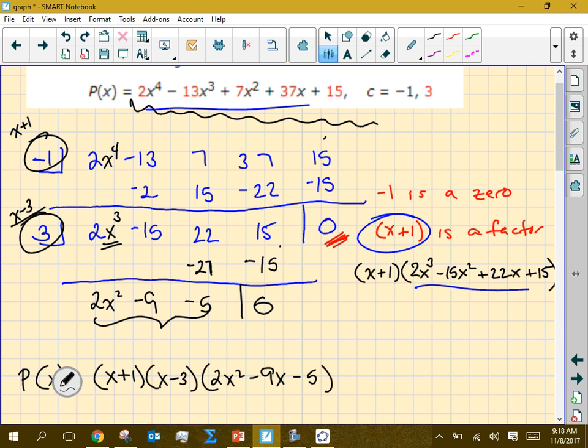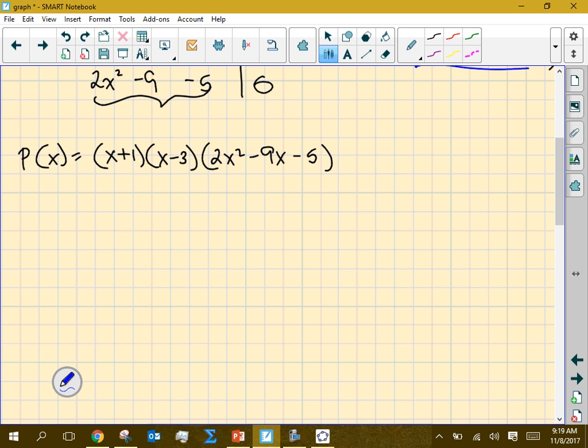However, we can go further because x plus 1 and x minus 3 are linear factors. They're exponents of 1, right? 2x squared minus 9x minus 5, that's a quadratic factor. Can we factor a quadratic from Algebra 2? Do we know how to do that? So I'm going to do some work for that. I'm going to take my 2x squared minus 9x minus 5, take it to the side, do some scratch work with it. I'm going to factor it.